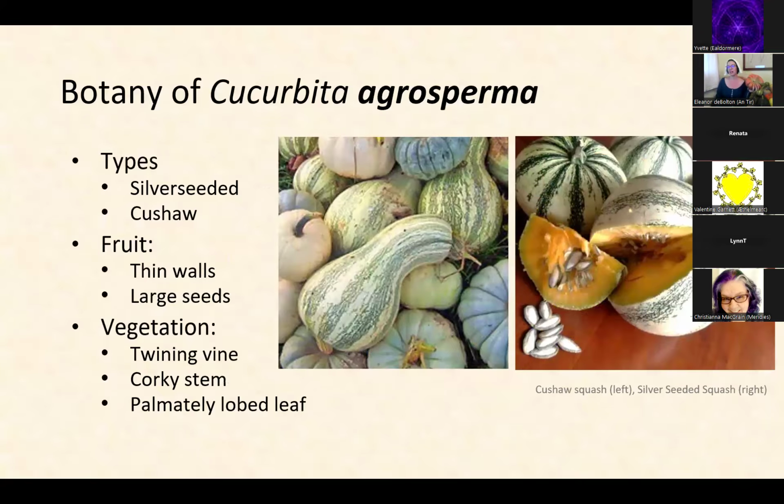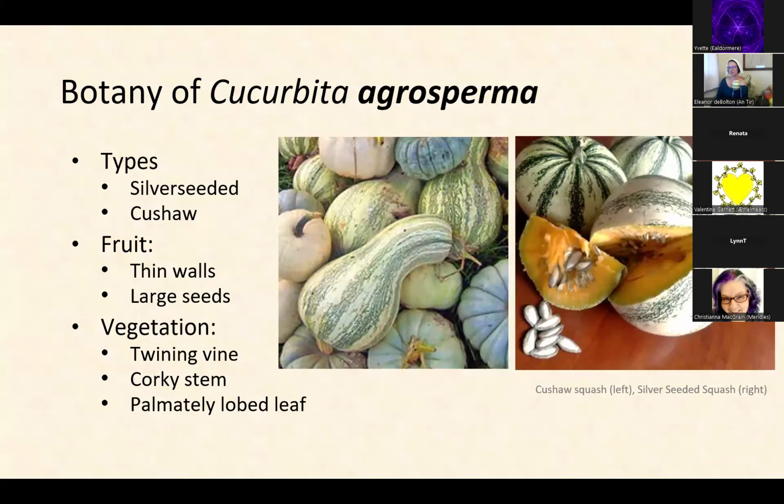And then there's also the argyrosperma. We're not going to spend a whole lot of time on these just because they tend to be a little bit more difficult to find in your grocery store. Sometimes, if you're lucky, you can find one in a farmer's market. But these are the Kershaw squashes. They're also called silver seed. They make amazing roasted seeds.